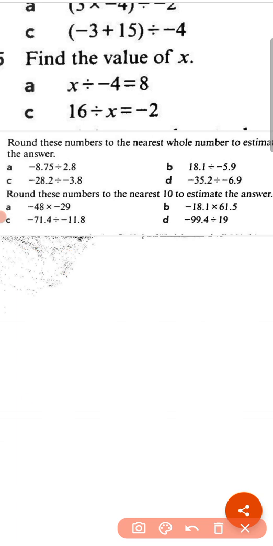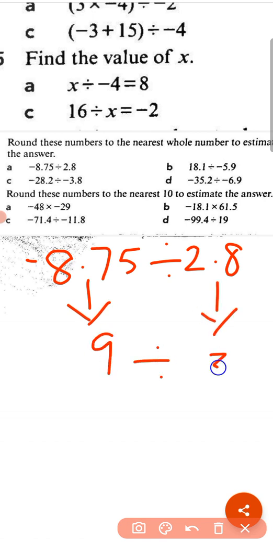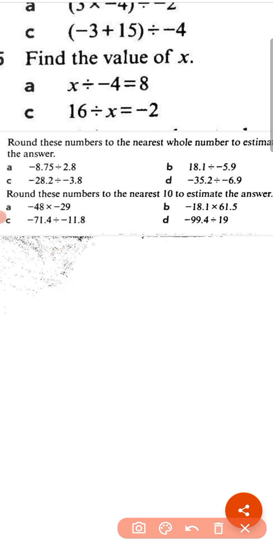Now our question is negative 8.75 divided by 2.8. Now 8.75 becomes 9 and 2.8 becomes 3. This is negative 9. When we round 8.75 to the nearest whole number, it becomes 9 and 2.8 becomes 3. Now do the calculation. 9 divided by 3 is 3. Negative divided by positive is negative. Okay, this is our answer. Let us do one more question also. That is B.